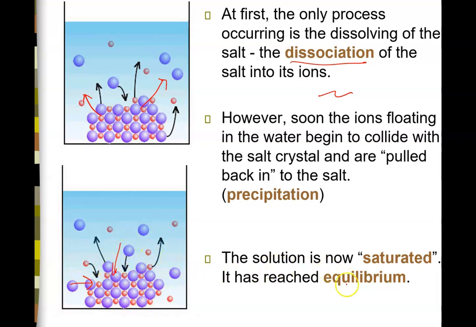And eventually we reach that point of equilibrium in which there continues to be ions that dissociate and separate from the crystal at the same time as ions attach to the crystal. And we've got equilibrium because the rate of those reactions are equal, right? The rate of dissociation is equal to the rate of precipitation.